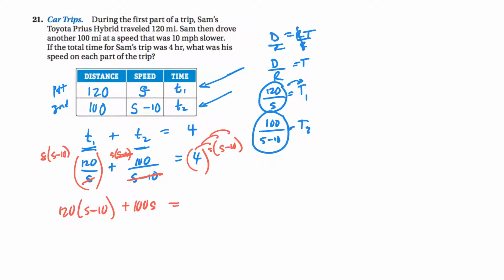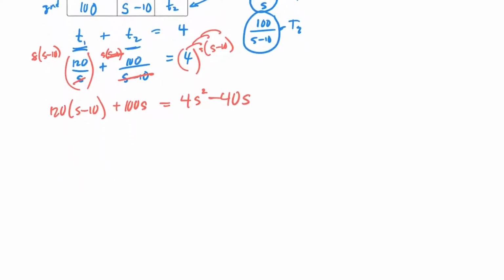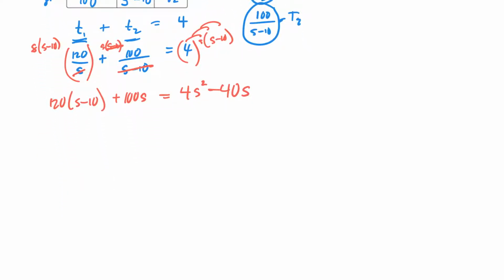I'm going to have to multiply that through. So it'll be 4s squared minus 40s. Is that right? 4s squared minus 40s, yep. Okay, so now I'll need to collect like terms. The s squared is positive over here, so I'll leave it there. Minus 40s. Oh, I forgot to multiply this through. So that's 120s minus 1200 plus 100s.